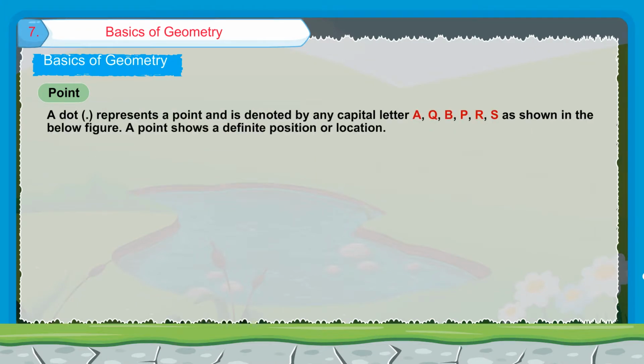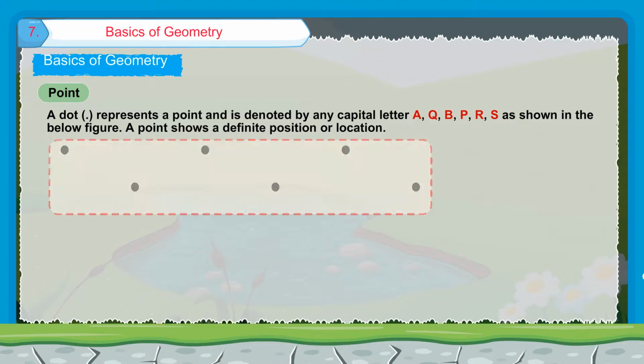Basics of geometry. Point. A dot represents a point and is denoted by any capital letter A, Q, B, P, R, S as shown in the below figure. A point shows a definite position or location. A, Q, B, P, R, S.